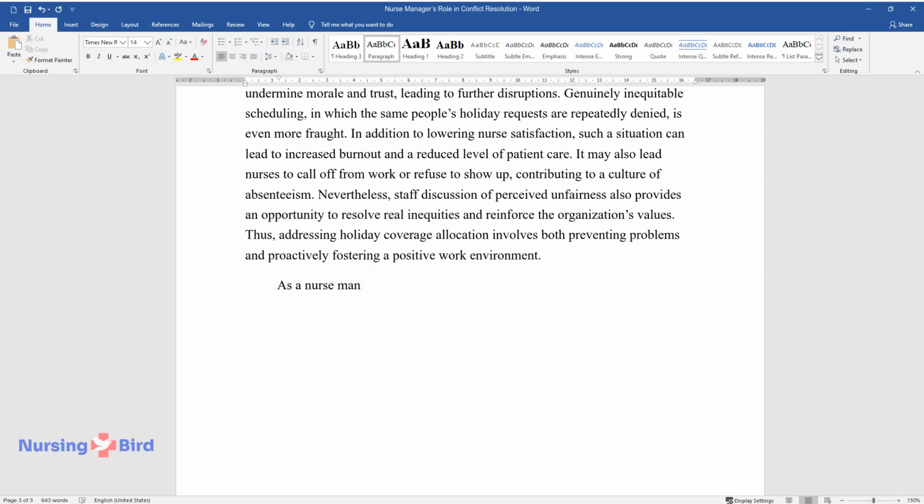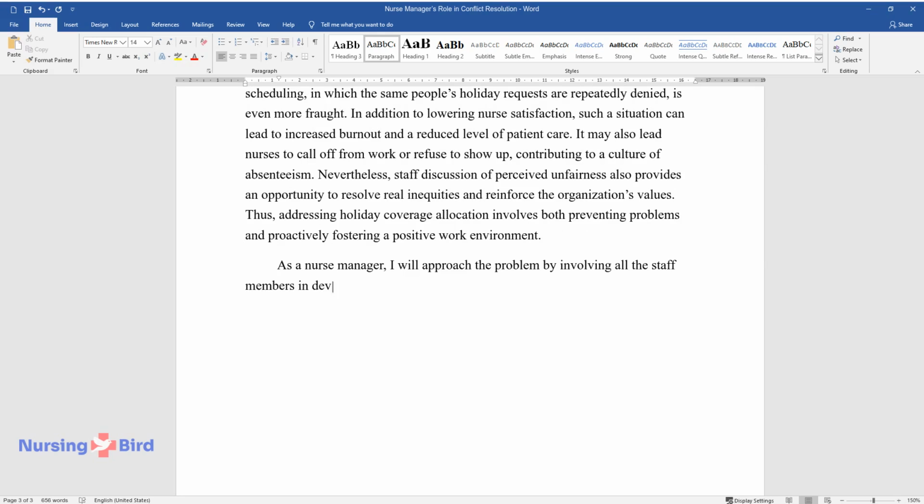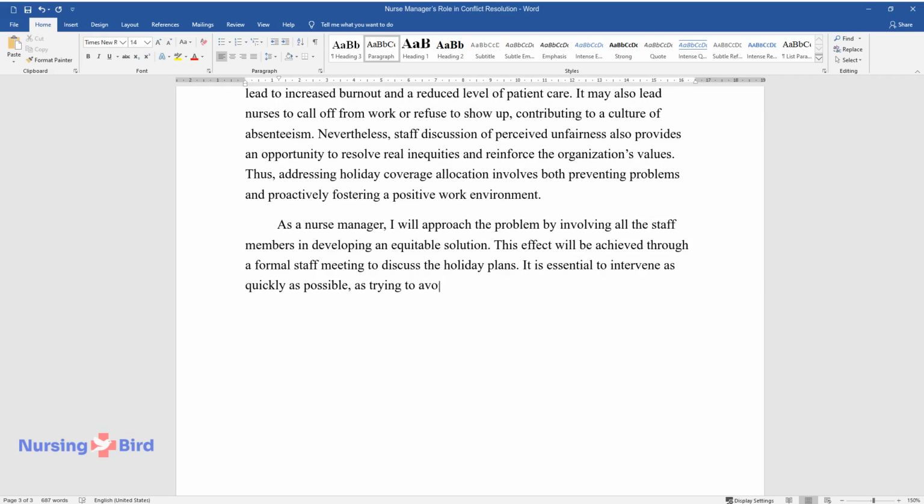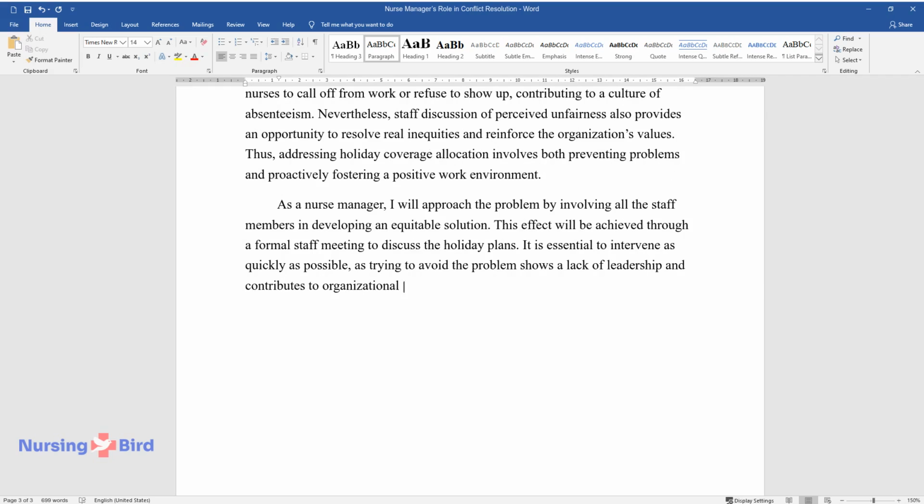As a nurse manager, I will approach the problem by involving all the staff members in developing an equitable solution. This effect will be achieved through a formal staff meeting to discuss the holiday plans. It is essential to intervene as quickly as possible, as trying to avoid the problem shows a lack of leadership and contributes to organizational dysfunction.